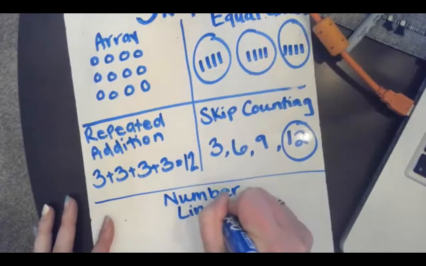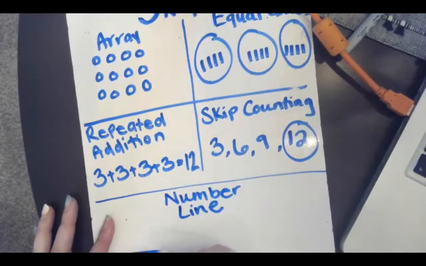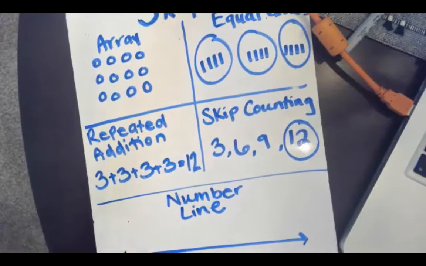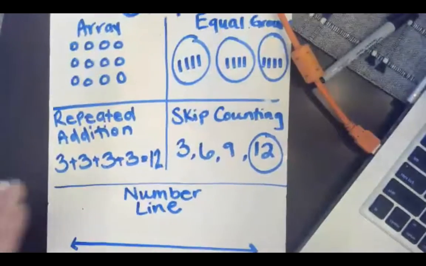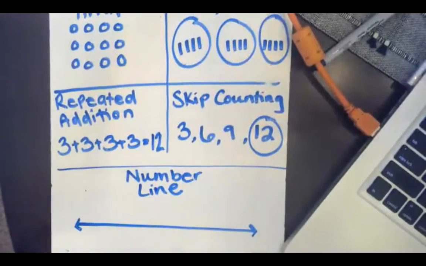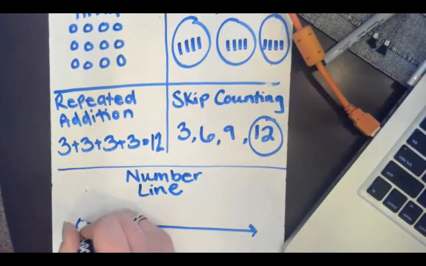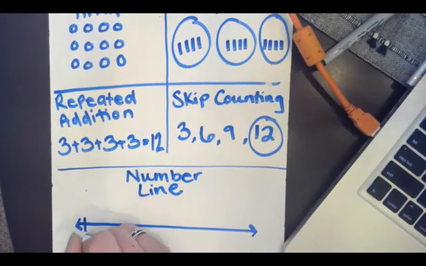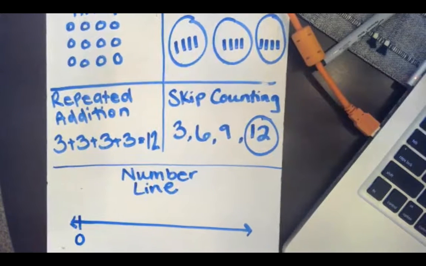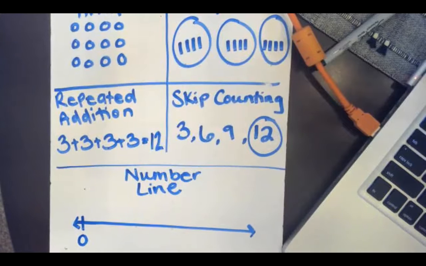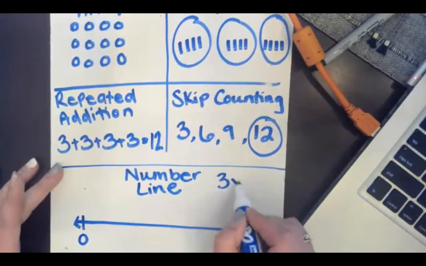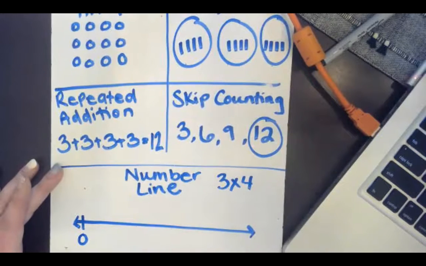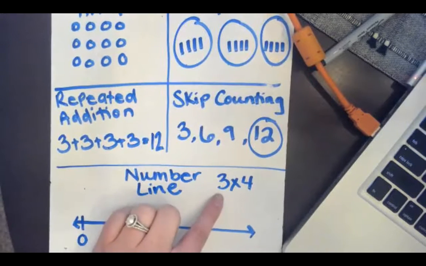With number line, I'm going to draw a straight line. Number lines are continuous, meaning that they go on and on forever. So with my number line here, I'm going to draw those arrows on the end to show that my number line is never ending. Number lines in elementary school start with 0, so I'm going to put that 0 on the end of my number line. I know that I'm going to be skip counting by 3s because this question is 3 times 4. So I'm going to start labeling my number line by skip counting by 3.